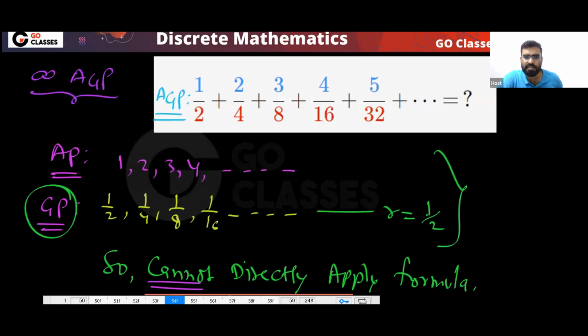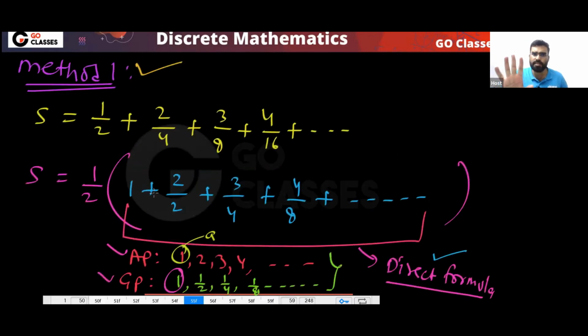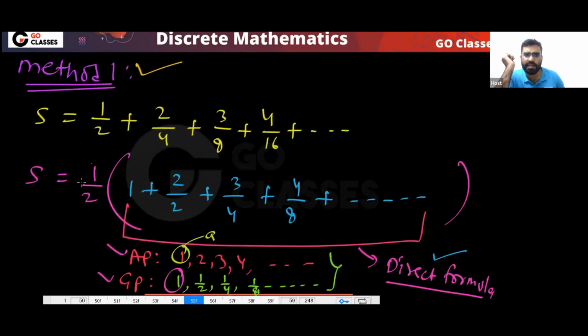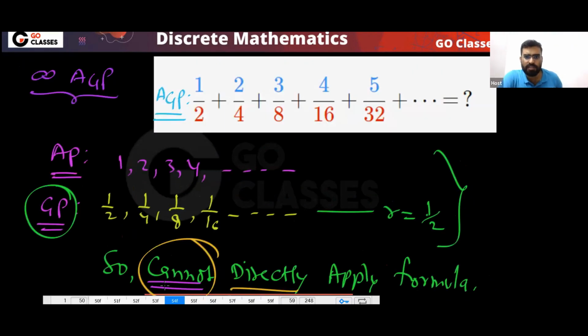Can anyone suggest another method? Did you understand this method? We cannot directly apply the formula, so what we are doing is taking 1 by 2 out. Once you take it out, you can apply the direct formula because now your GP is starting from 1. Now tell me, what is method 2?